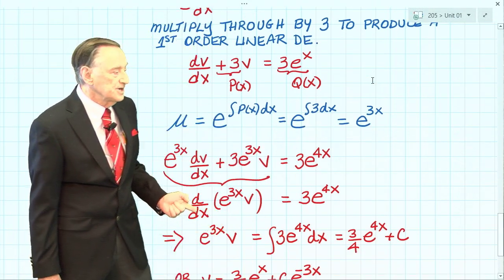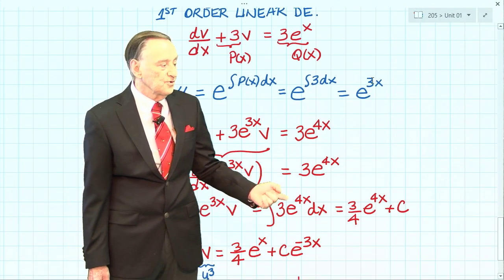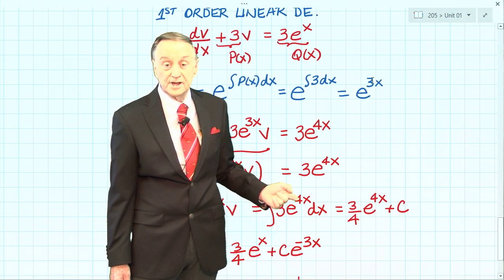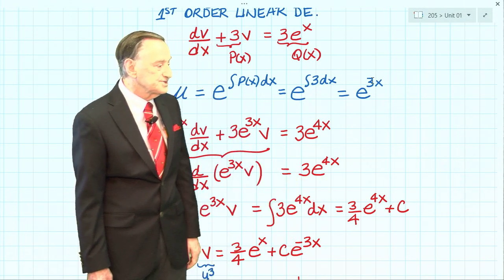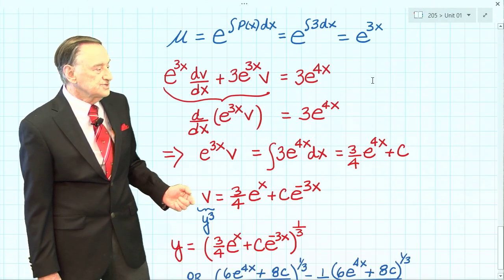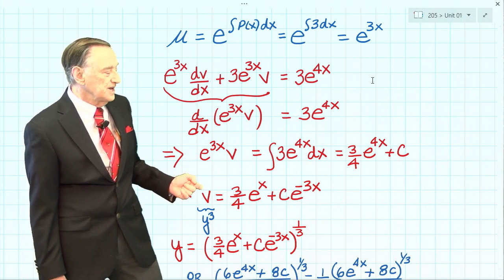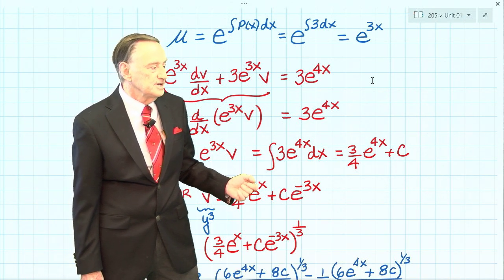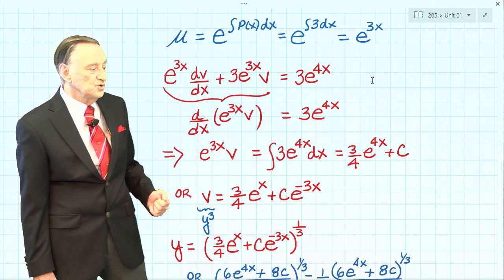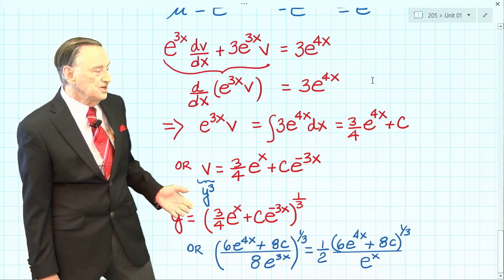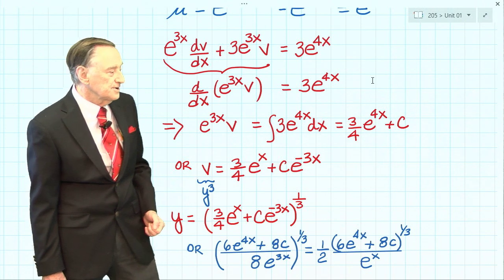We're going to integrate, and we get e to the 3x v is equal to the integral of 3e to the 4x dx. So we integrate e to the 4x dx and get e to the 4x over 4 times the 3 there, plus our constant of integration. So we have v, if we divide through here by e to the 3x, v is equal to 3/4 e to the x plus a constant e to the minus 3x, but v was y cubed, and now if we take the cube root of each side, we get this form that you see right here.